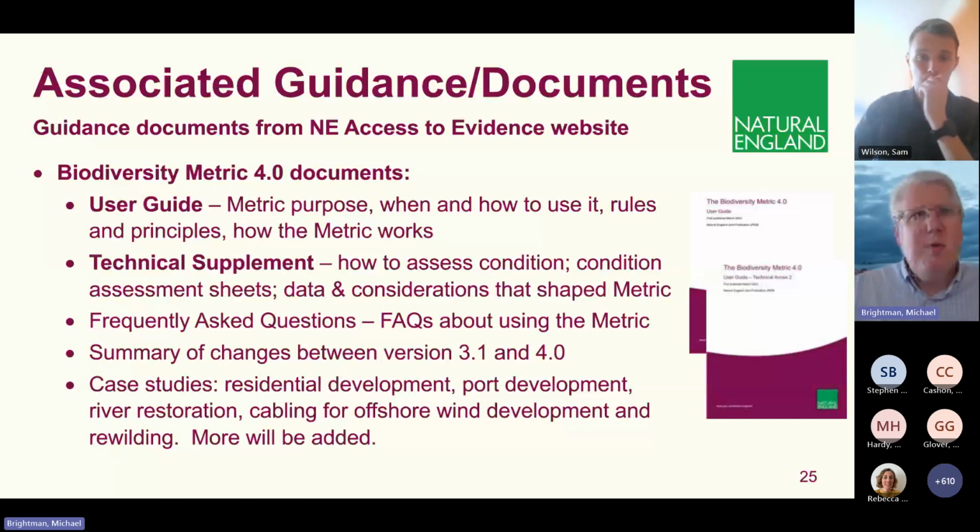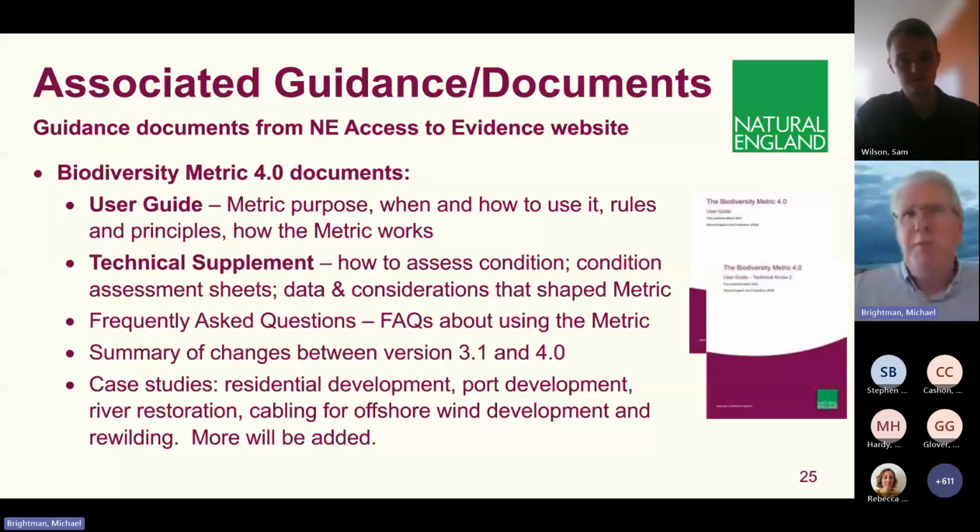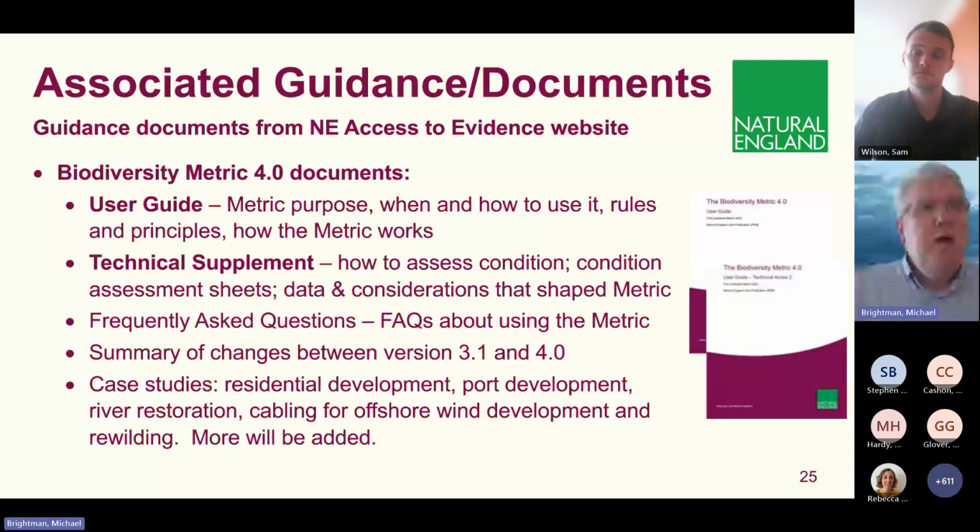Once we have the statutory version of the metric, a couple of days after that, we'll arrange a short 30 to 60 minute webinar to demonstrate to LPAs and to others the changes between the current metric 4.0 and the statutory metric. However, it's important to recognise that in most circumstances, there will be no change to a calculation carried out in 4.0 and the statutory metric. So most applicants can simply copy and paste the information over from the metric 4.0 into the statutory metric, and the calculations will be exactly the same.